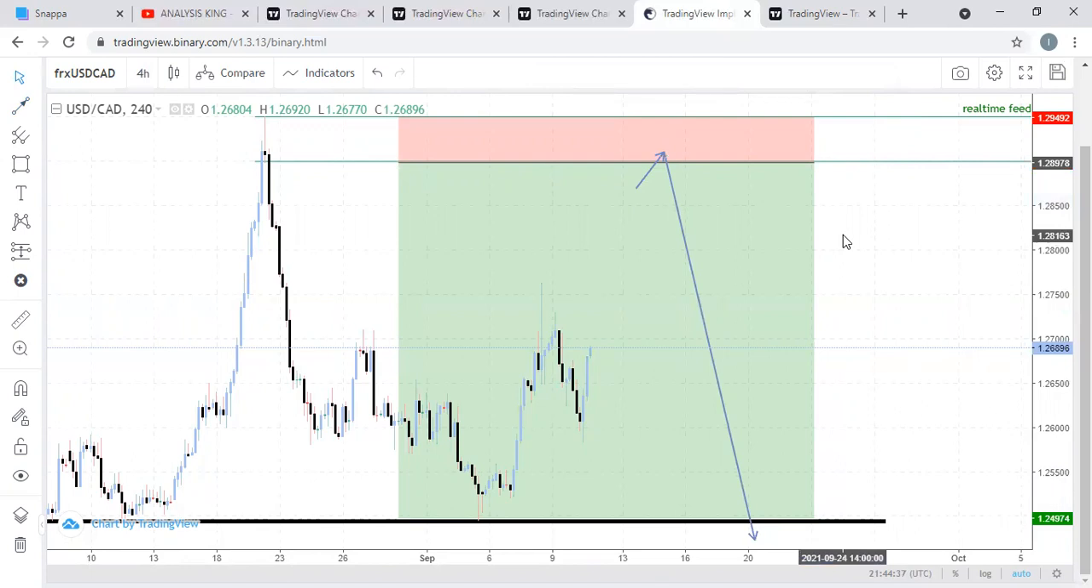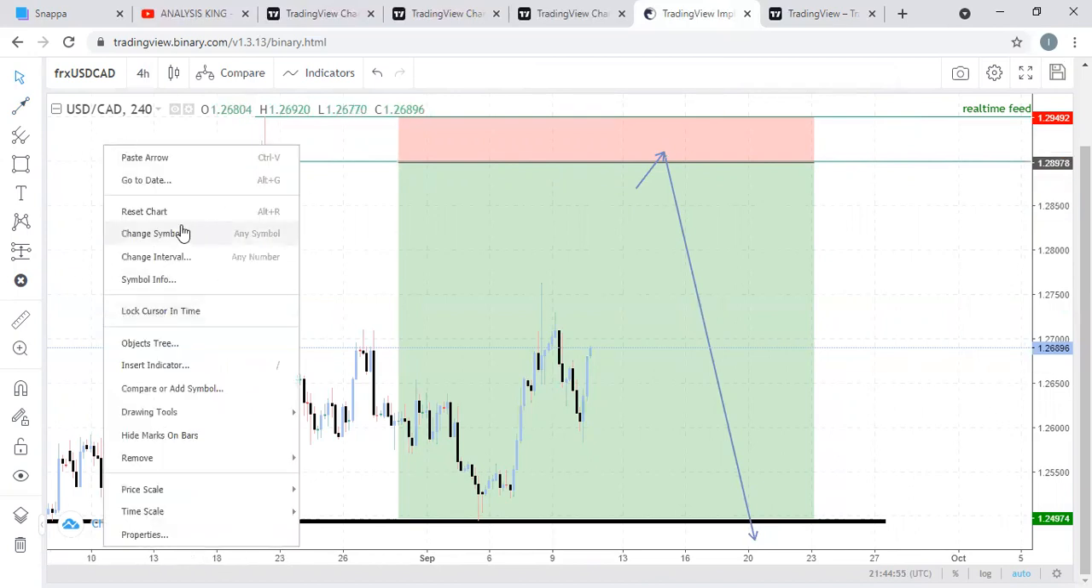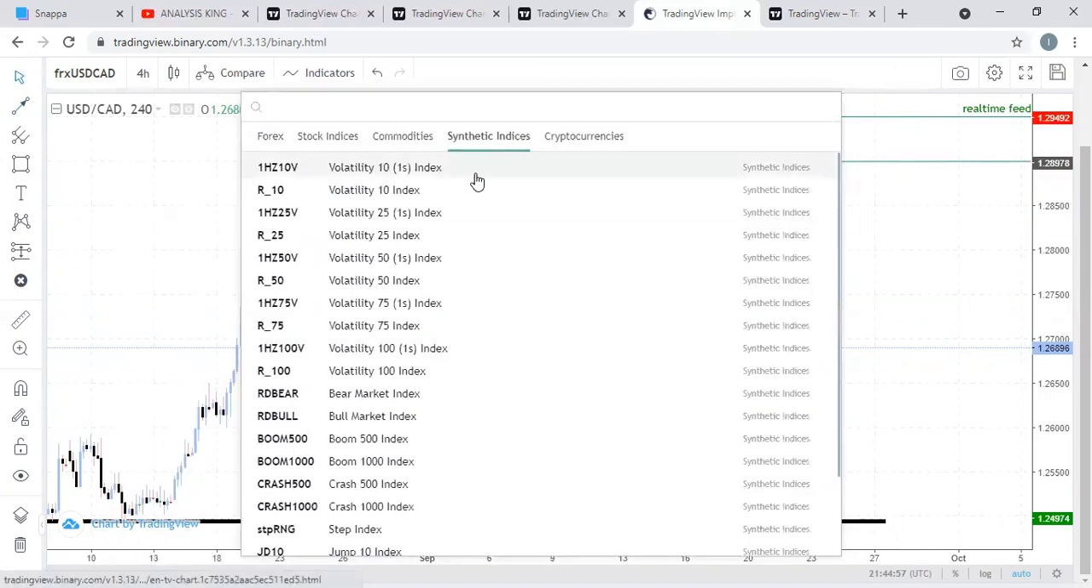So these are the three pairs that I'll be looking at. I'm actually looking at EUR/USD, I'm looking at EUR/CHF, and I'm also looking at USD/CAD, right? So basically, I'm looking at those three pairs. Then on the indices, right?